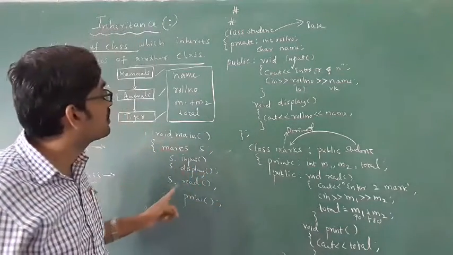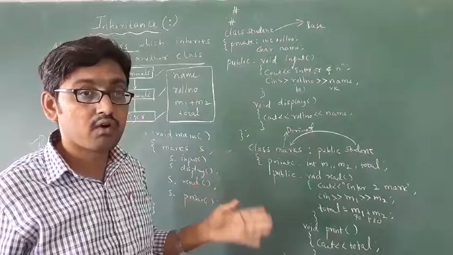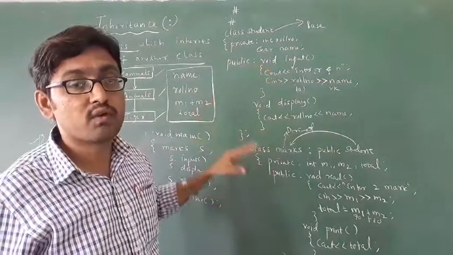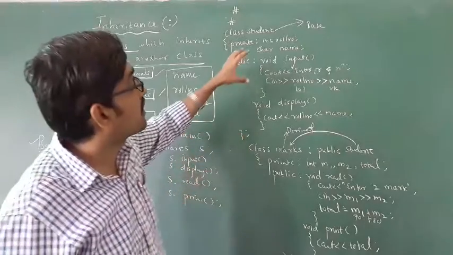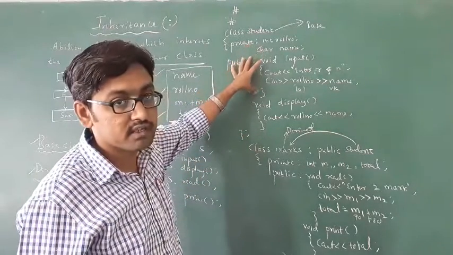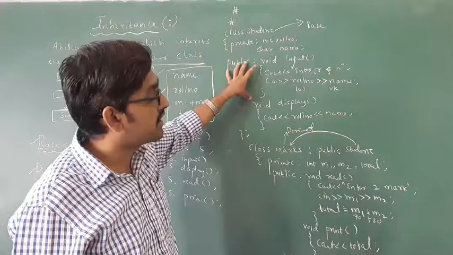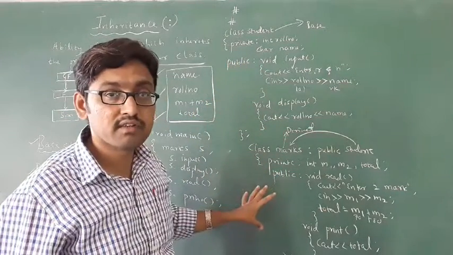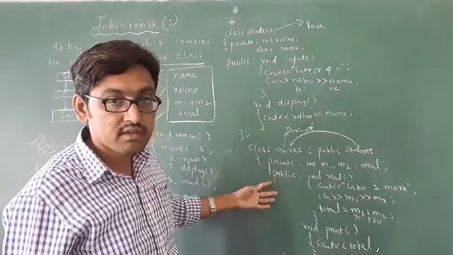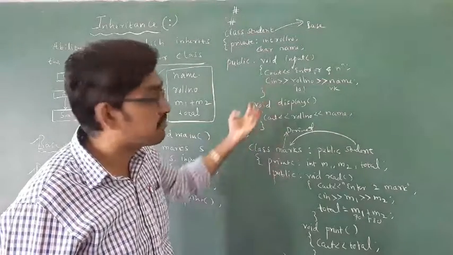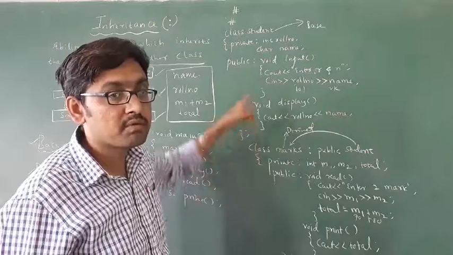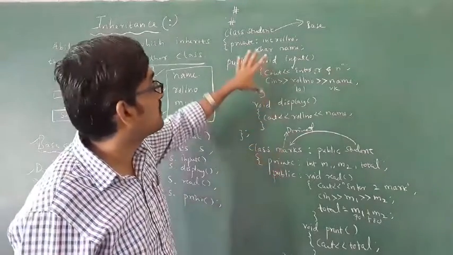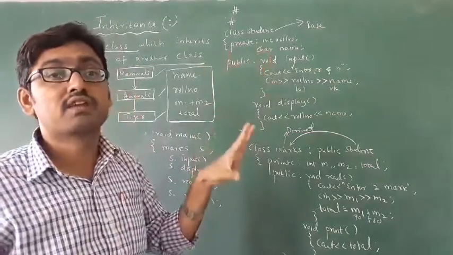This is about how one class is inherited to another class. What is a base class? The class whose properties are inherited to another class is called the base class. Then what is a derived class? A derived class is the class which takes the properties, which inherits the properties from the base class. That's why Marks is a derived class, and this Student is a base class.